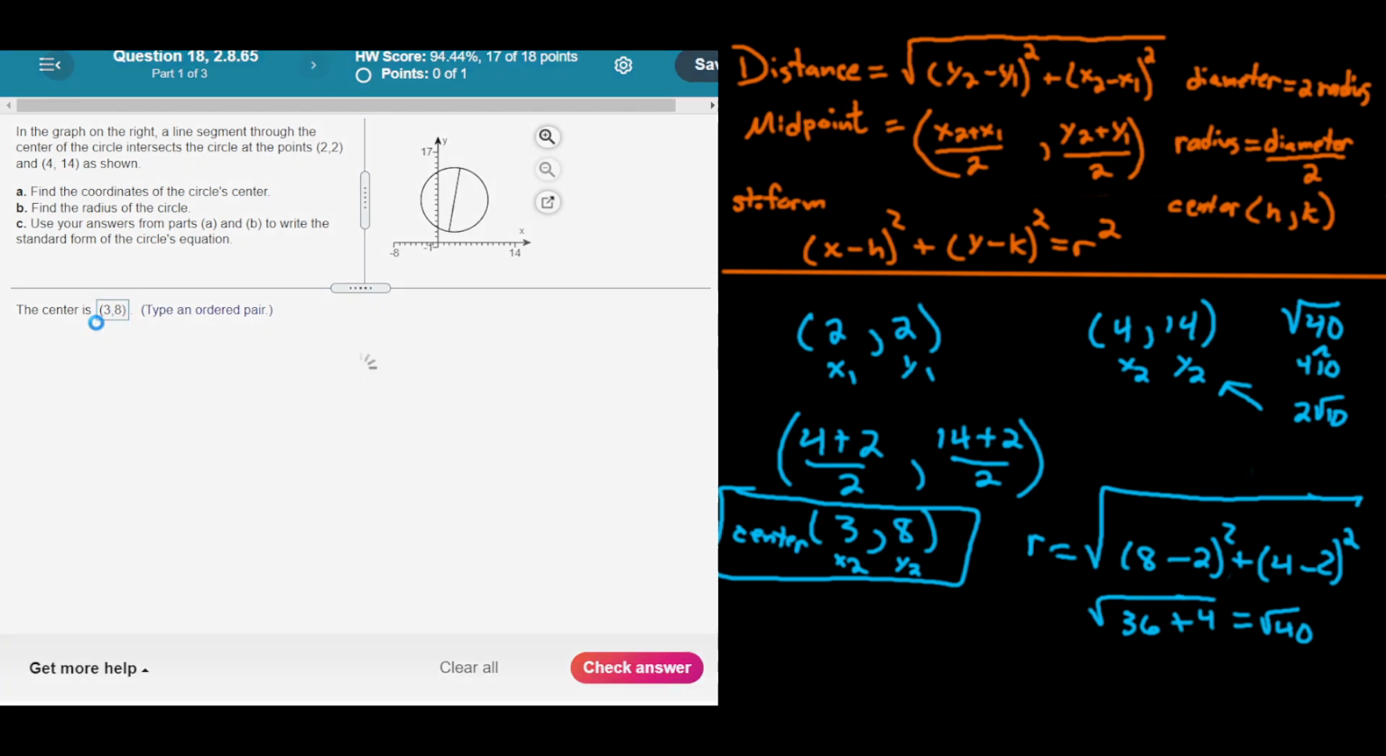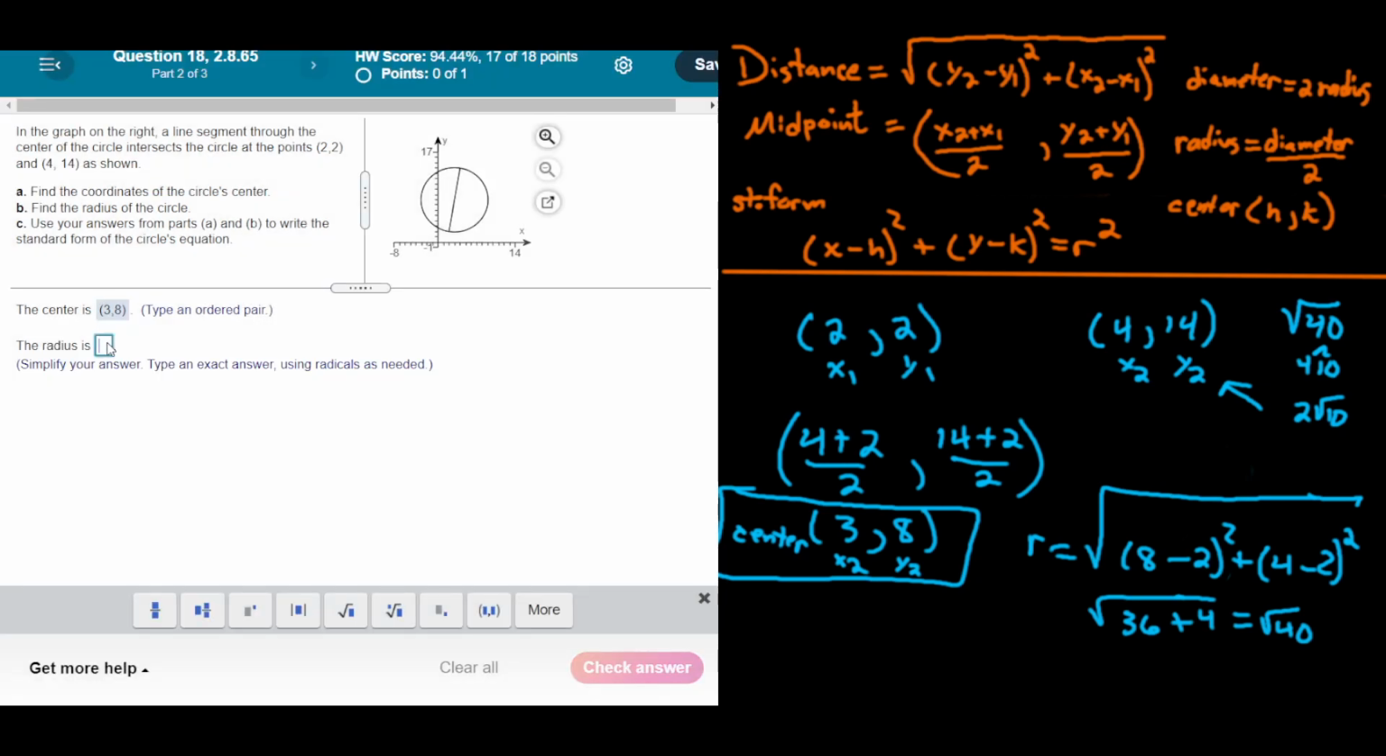Center is 3, 8. Fantastic. Radius is going to be 2 radical 10. It's very important that you break down your radicals. If you would have left it as the square root of 40, you would get it wrong. Let's test it out. If we don't break it down, square root of 40.